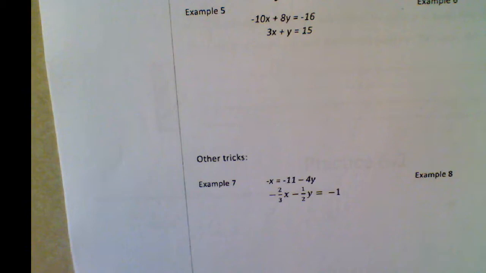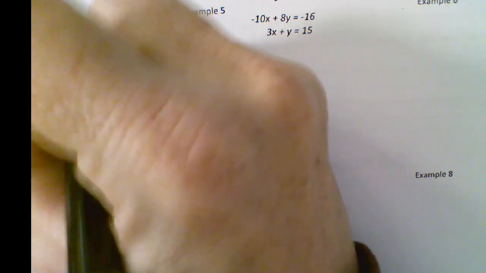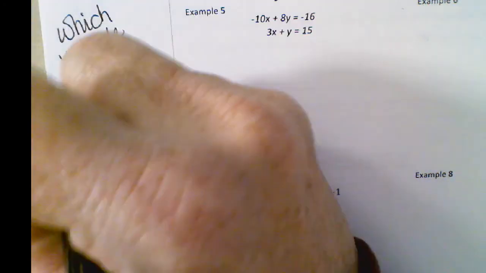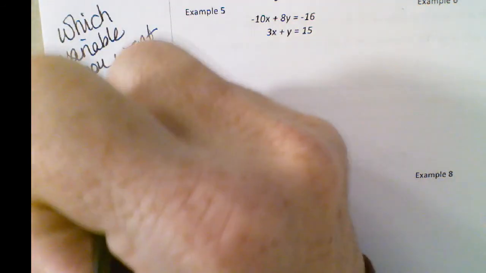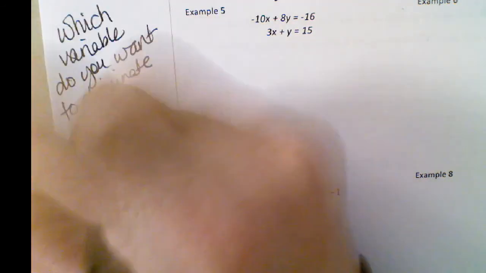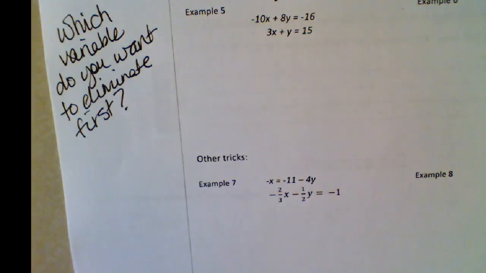So Ray, which variable would you like to eliminate? That's the question you need to ask yourself, and it absolutely does not matter which one you choose. Which variable do you want to eliminate first? And you said y? Okay, excellent. So we have an 8y and a y.